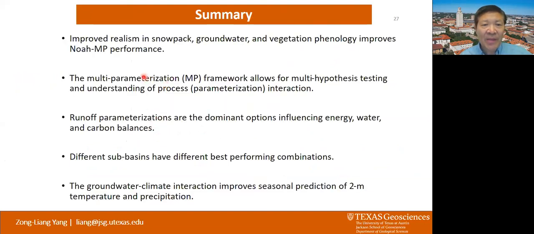So this is a quick summary demonstrating that improved realism in snowpack, groundwater, and vegetation phenology improves the performance of air temperature and other variables like leaf area and fluxes, like sensible heat and latent heat fluxes. And this MP framework allows for multi-physics, multi-hypothesis testing and understanding of the parameterization interaction. We also found that the runoff parameterizations are dominant options influencing energy, water, and carbon balances. The groundwater-climate interaction is demonstrated to have value in seasonal and sub-seasonal 2-meter air temperature and precipitation prediction. For those of you who want to see more supporting papers, I'm happy to show you a list of papers documenting the model and supporting these conclusions.